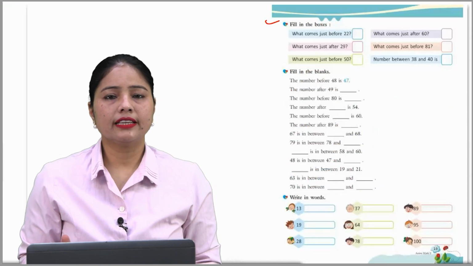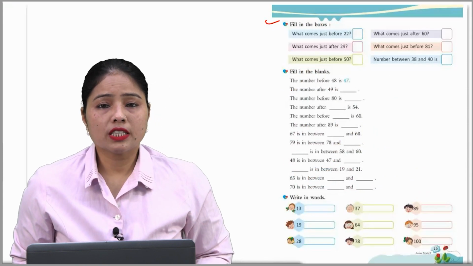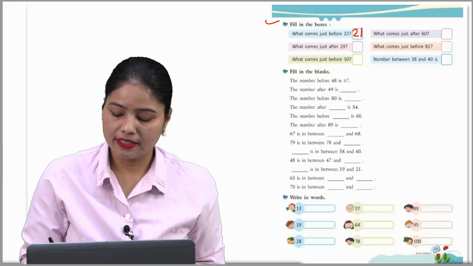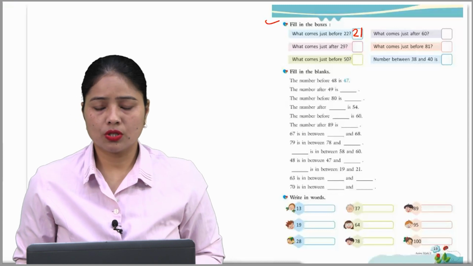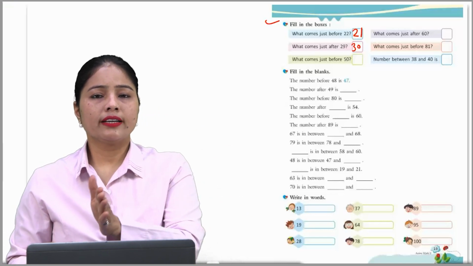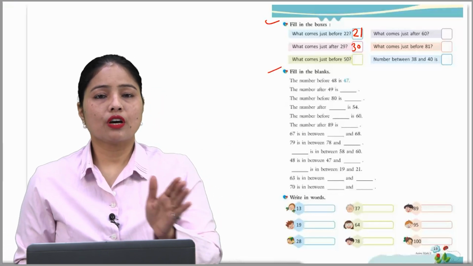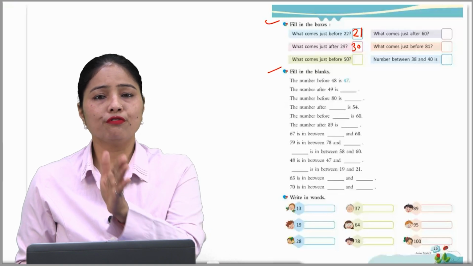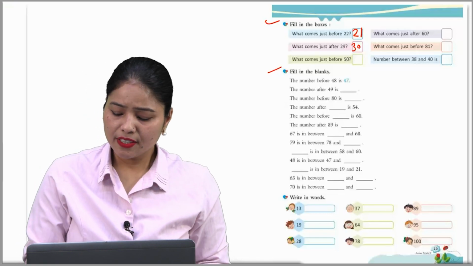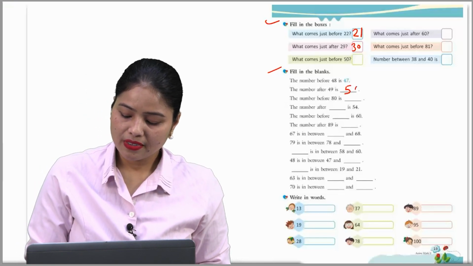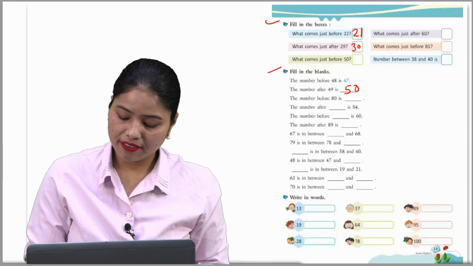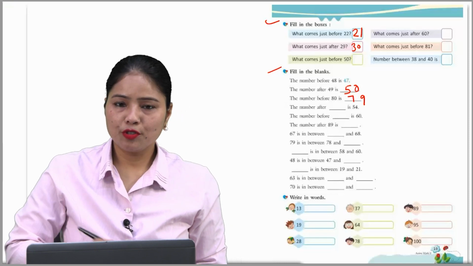So now next is filling the boxes. What comes just before 22? 22 से पहले क्या आता है? Yes, it's very easy. 21. Similarly, what comes just after 29 is 30. Okay, we know the counting very well till 1 to 100, so we just do it that one. So now filling the blanks, the number before 48 is 47. Similarly, the number after 49 is 50. And the number before 80, 80 से पहले क्या आता है? Yes, 79. Okay, so this is how you have to fill.